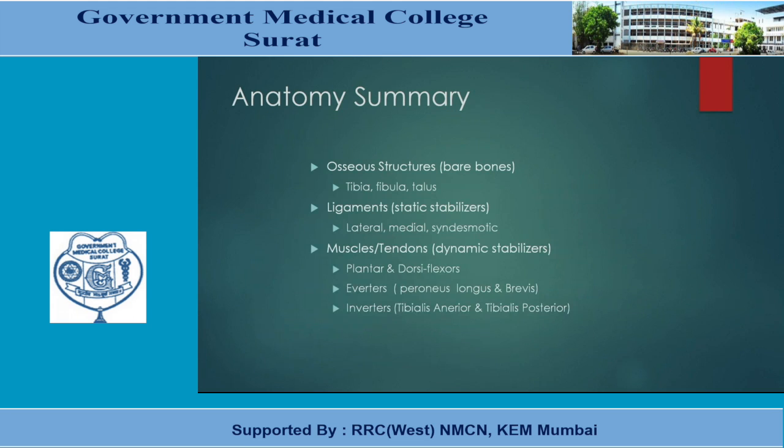Now anatomy summary, we have seen the osseous structure: tibia, fibula, talus. Ligaments: lateral, medial and syndesmotic. And the muscle tendon: there are plantar flexors and dorsiflexors, everters and inverters. Everters are peroneus longus and peroneus brevis and inverters are tibialis anterior and tibialis posterior.